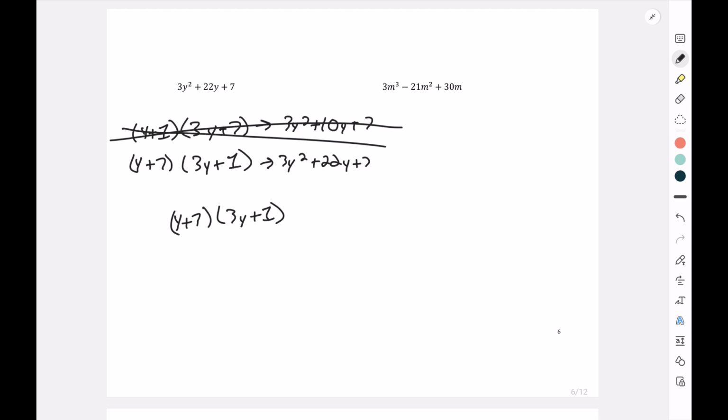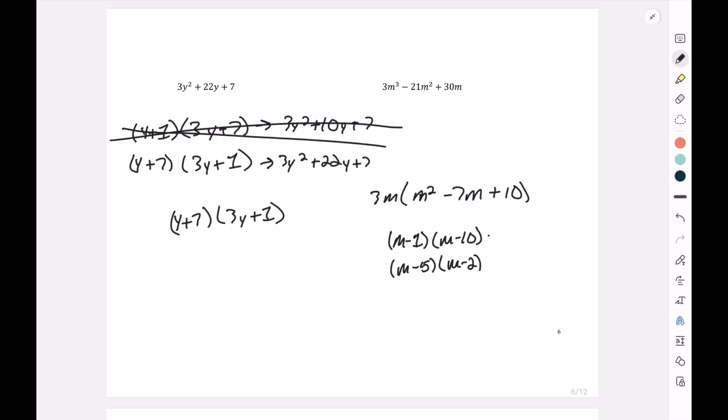For the next one, we have 3m cubed minus 21m squared plus 30m. First, I would pull out the greatest common factor. If we pull out a 3m, we're left with m squared minus 7m plus 10. If we looked at doing the same process, the trial and error, we could have m minus 1 and m minus 10. We could also have m minus 5 and m minus 2.